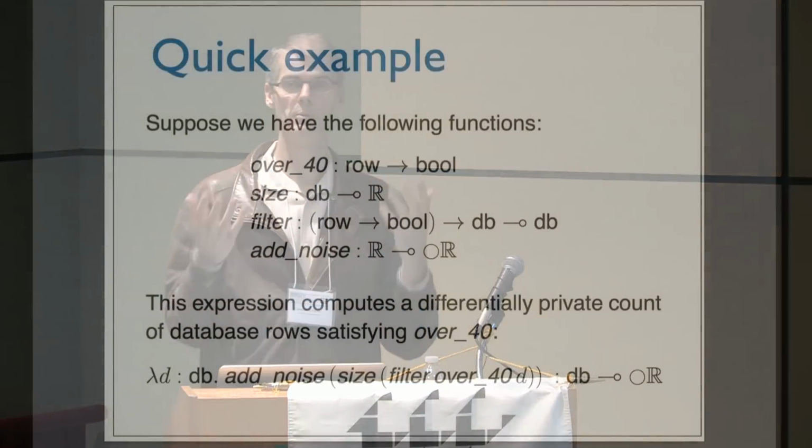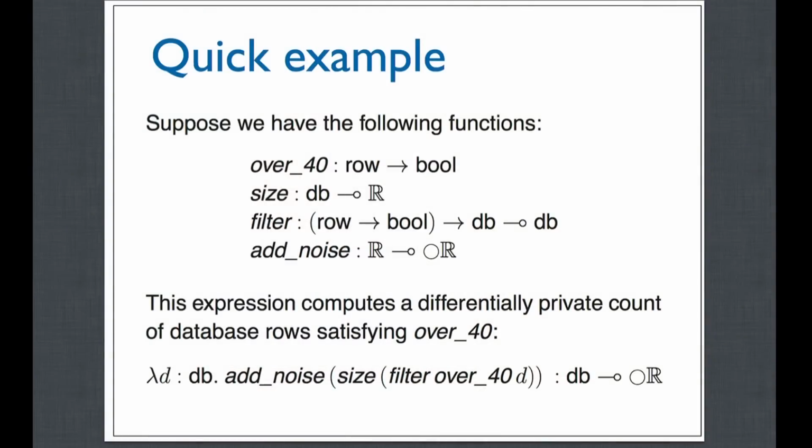So let's look at this. Over 40 is some arbitrary piece of code that we will have written someplace else, and that type will have been checked by the compiler. Size is a primitive. It's provided by the definition of the language. And the fact that it is one-sensitive is something that we have to prove separately and believe the proof of in order to believe that the language is good.